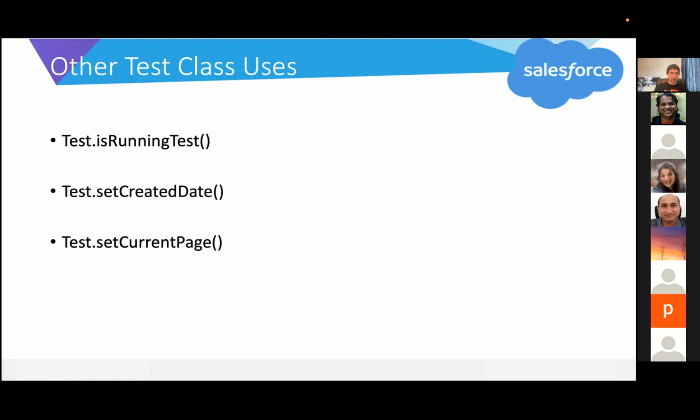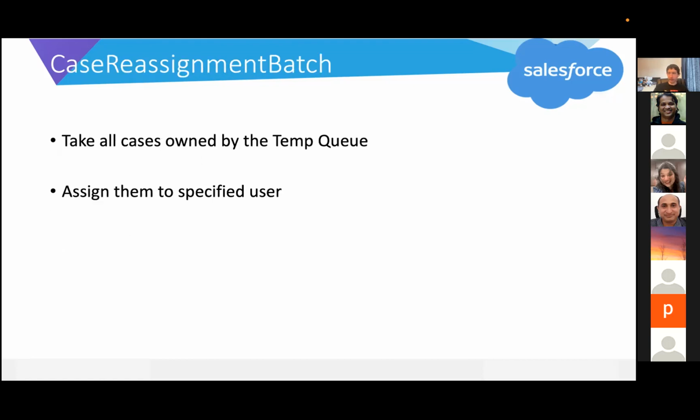All right. So I'm going to go through a scenario, and then we're going to see a demo of some asynchronous code and some of the Test class methods. In our example here, we are going to be using a class called CaseReassignmentBatch. I've created a queue in my org called Temp Queue. We're assuming that records get assigned to the Temp Queue periodically. With my CaseReassignmentBatch, I can pass a specific user into my constructor, and it's going to query all cases owned by the Temp Queue and assign them to that specific user.